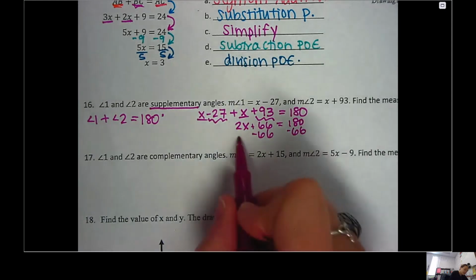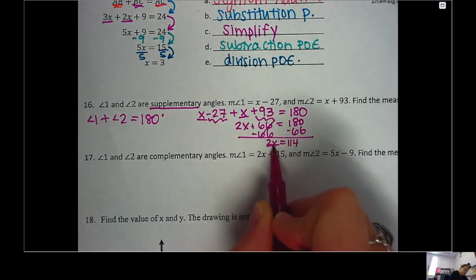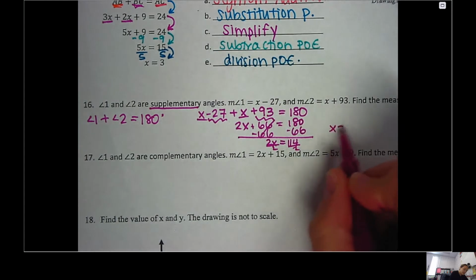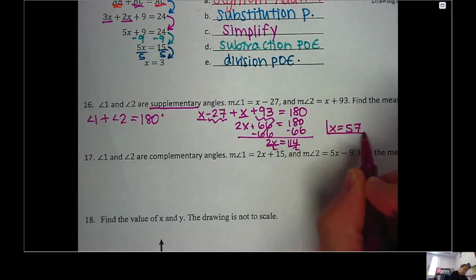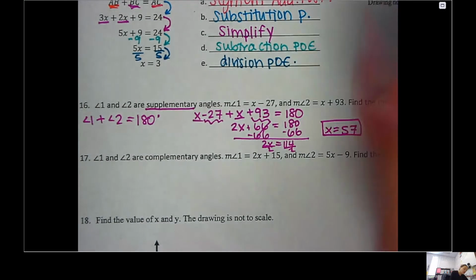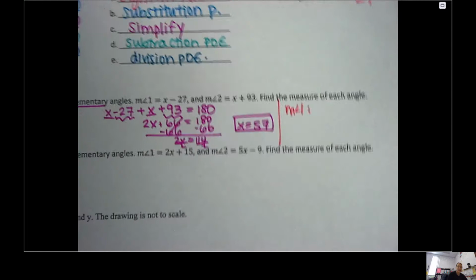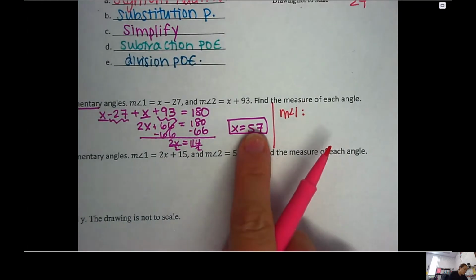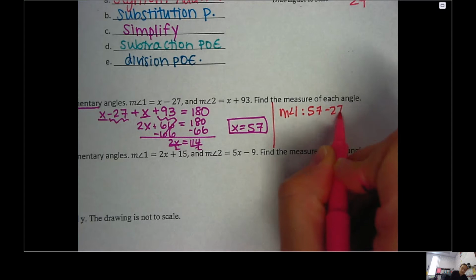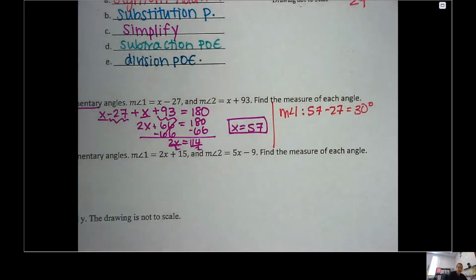I get 2x equals 114, and then divide both sides by 2, and I get x equals 57. Now I have to take that and plug it into the equation. So for the measure of angle 1, instead of an x, I'm going to substitute in my 57. So I've got 57 minus 27, which is 30 degrees, and it's degrees since it's an angle.